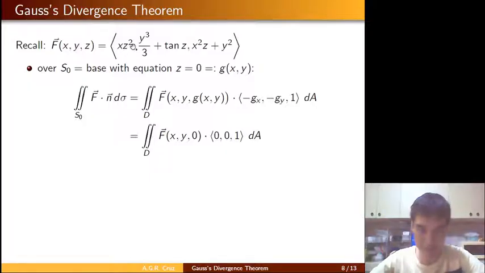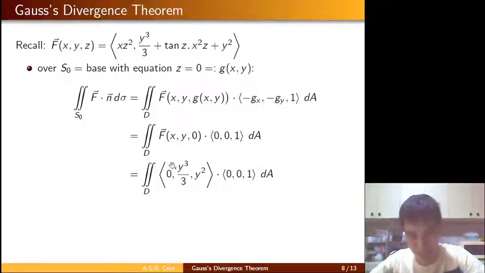This is x times 0, you get 0 here. Then here, you get tangent 0, that's 0. Plus y cubed over 3, you get again y cubed over 3. And then the third component is x squared times 0. That's again 0. Plus y squared, you get y squared. So this vector is just equal to 0, comma y cubed over 3, comma y squared. That's the vector form here.